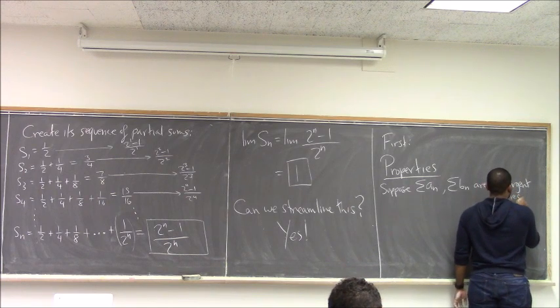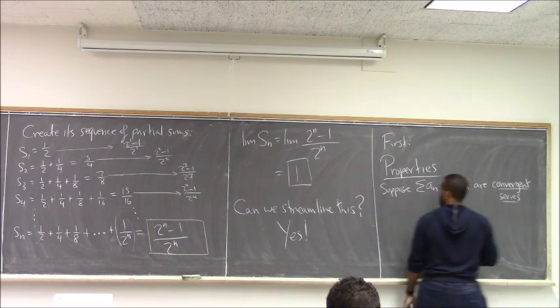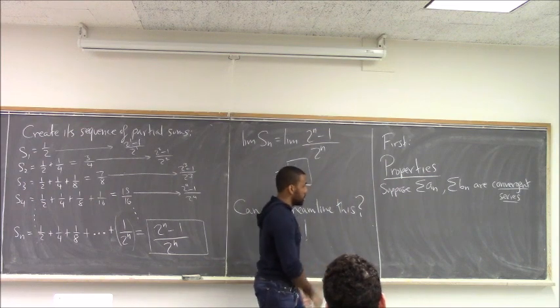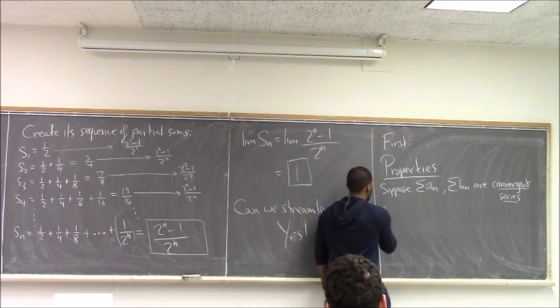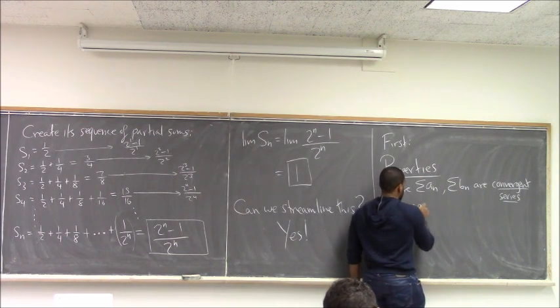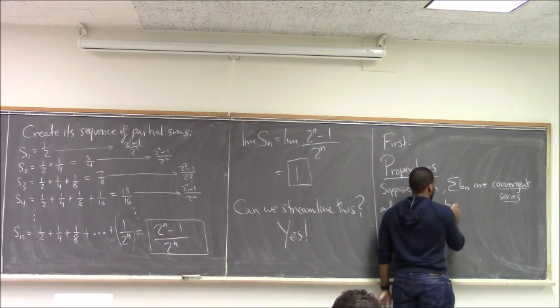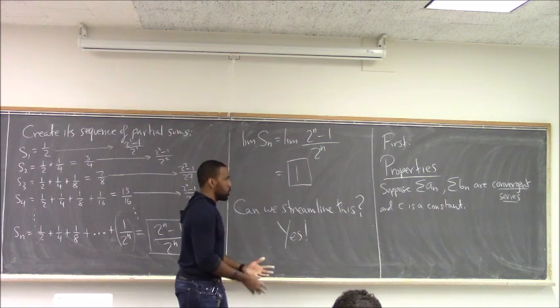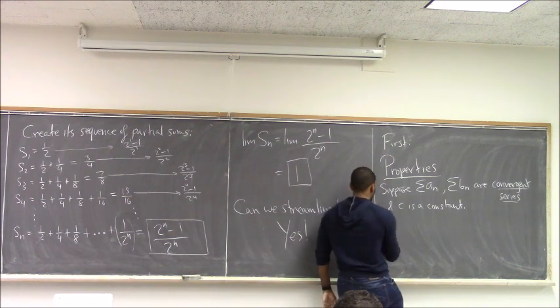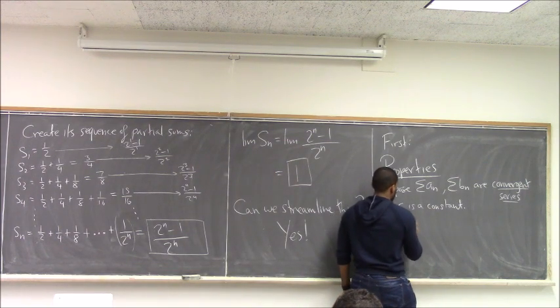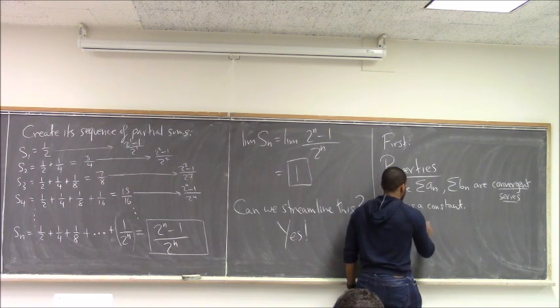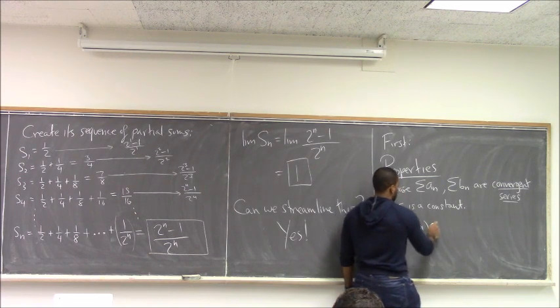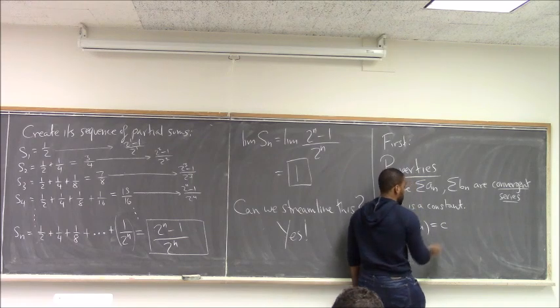So here are two series that each add up to real numbers, and c is a constant. What kind of algebra do you expect to work out? Some general properties. One, if I have a series of a constant times a sequence, then you can actually factor that constant out.